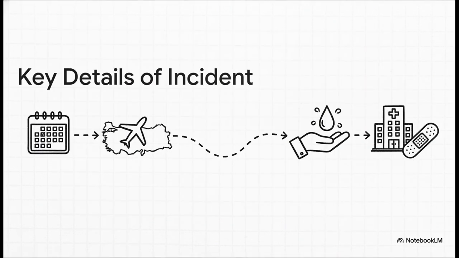Now you need to drill down into the key facts. When did this happen? 2 days ago. That's a significant delay. Where? In Turkey. Your mind should immediately be thinking about rabies risk. Then, what did they do right after it happened? And what kind of medical help did they get? All of these details are pieces of the puzzle.